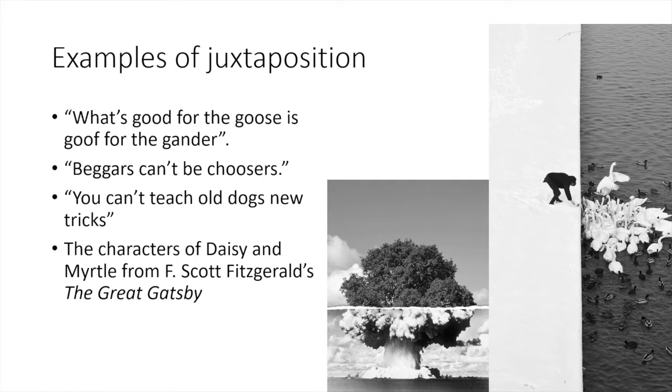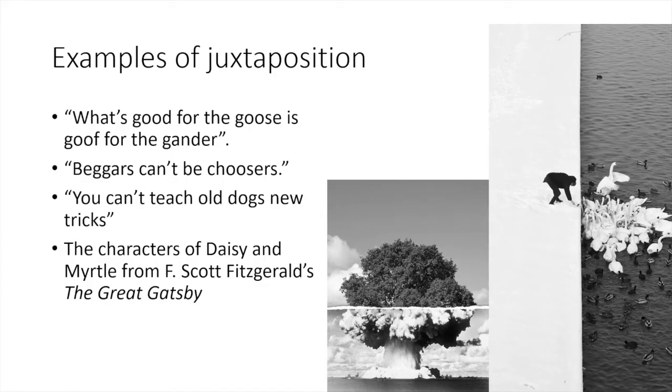Let's have a look at the first example over here. What's good for the goose is good for the gander. This means that whatever is good for one person is good for all. Juxtaposition has been used over here to contrast the idea of one goose versus many geese in a gander.